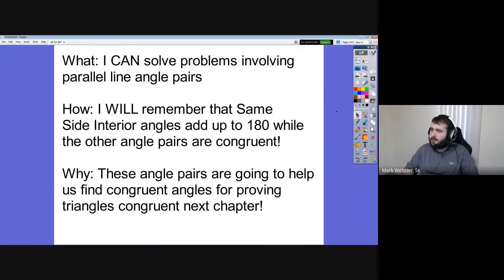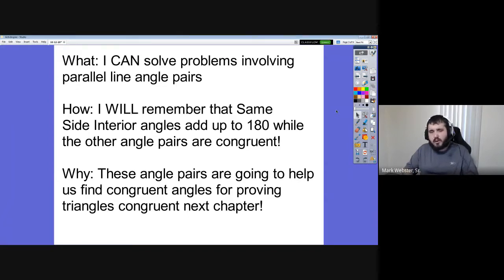So today, what are we going to be talking about? We're going to be talking about solving problems involving parallel line angle pairs. We had this last week on Thursday. We talked about alternate interior, same side interior, alternate exterior, corresponding, and we talked about how to identify when that's what you have.